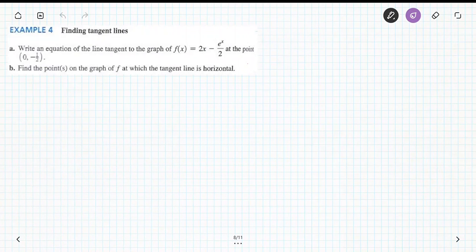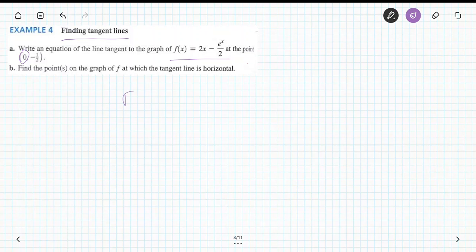Again, we need to take the derivative because we're finding the slope of tangent lines. In this case, my function is f of x equals 2x minus e to the x over 2. And we want to find the derivative at x equals 0. So let's do part A first.